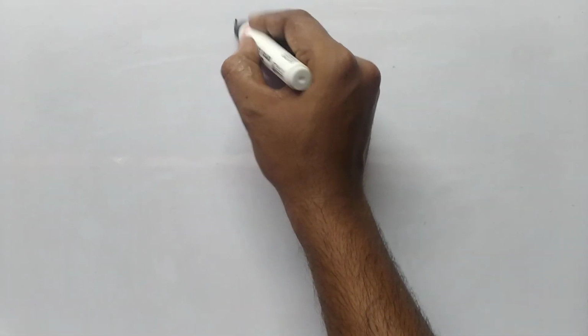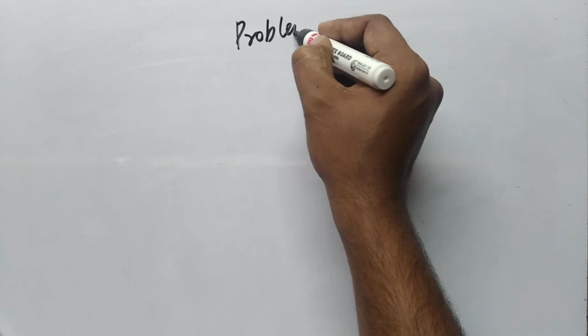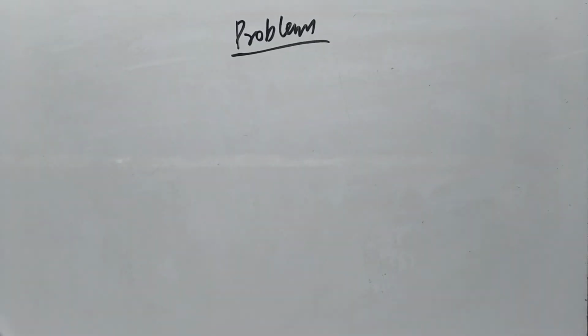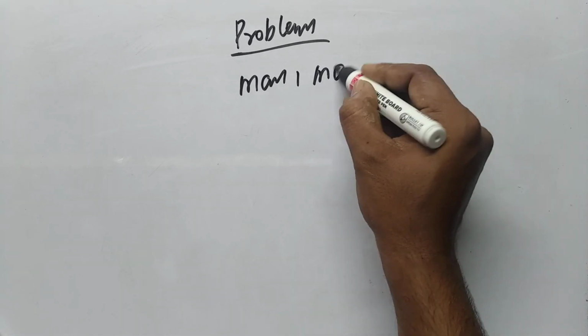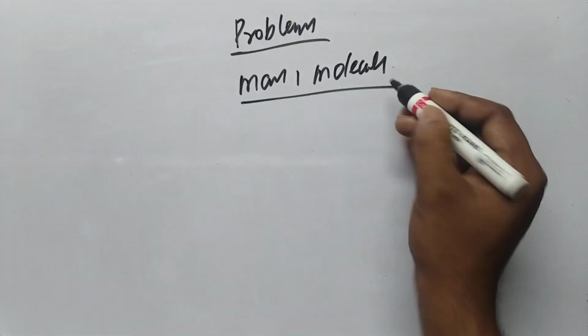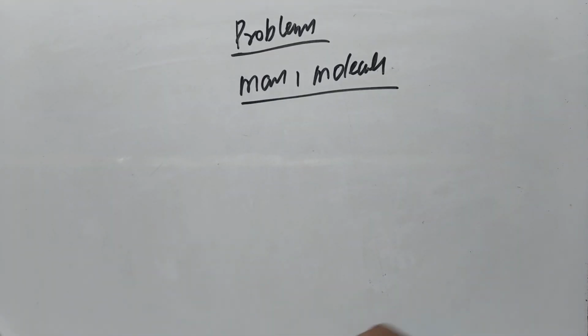Next we have some interpretation with the balanced equation. We'll have some problems. We can say interpretation with chemical equation. You have to find mass, volume, and number of molecules. These things we'll learn in the next video.